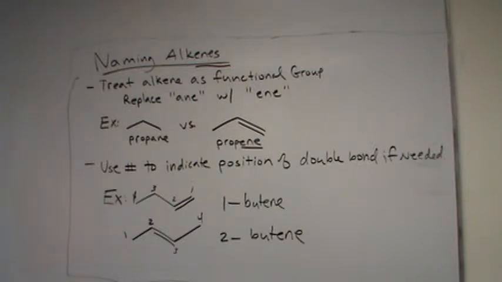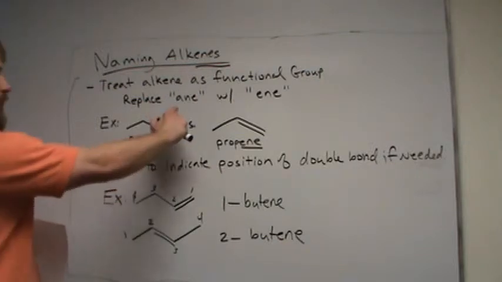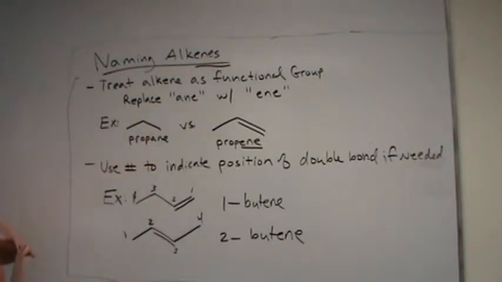Let's talk about naming alkenes. It's very similar to alkanes. The same type of procedure that we use to name alkanes, we're going to use to name alkenes with just a few slight adjustments. So the first thing we have to do is treat the alkene as a functional group. That means it's going to get priority over substituents. Okay? And because it's a functional group, in the name we replace the normal ANE with ENE.